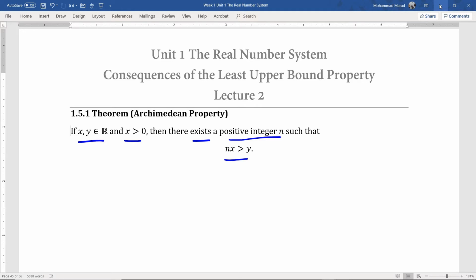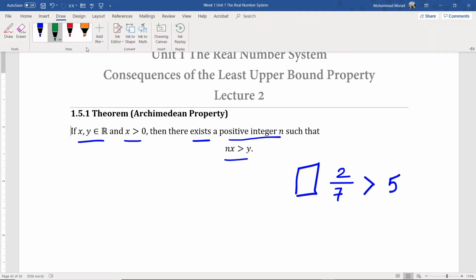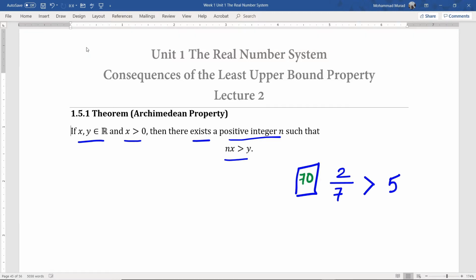Let's try to illustrate this inequality with an example. Consider x as 2/7 and y as 5. Then we can find a positive integer n such that n times 2/7 would be larger than 5. For example, the number could be 70, because 70 times 2/7 is 20, which is surely larger than 5.